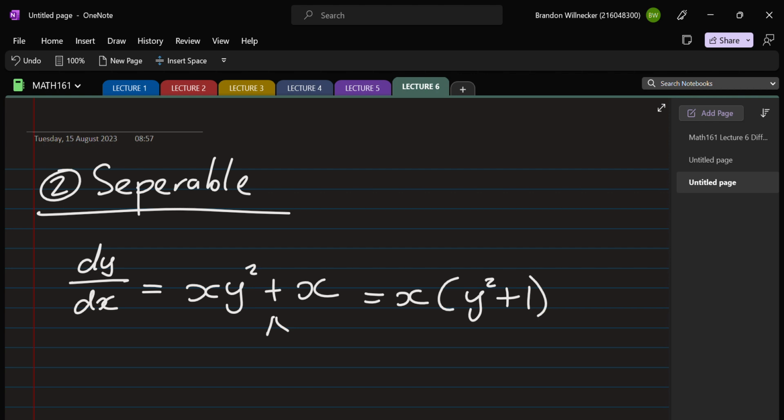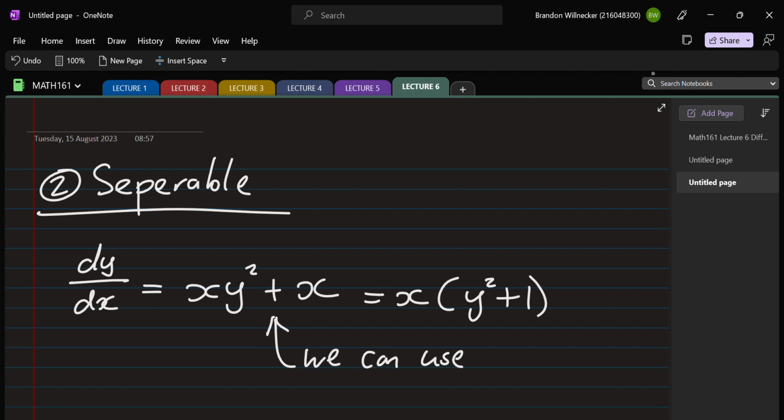Now it is a product of two functions. We've got x, that's the function of x, and y squared plus 1, that's the function of y, and it's in two parts like that. So sometimes it may not look like a product of two functions, but a bit of factoring will get us to a product of two functions.